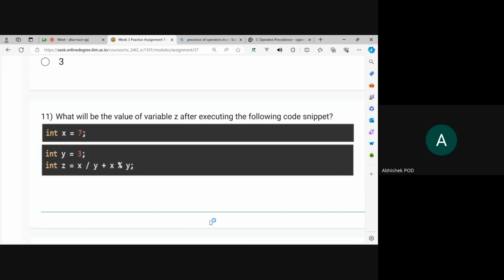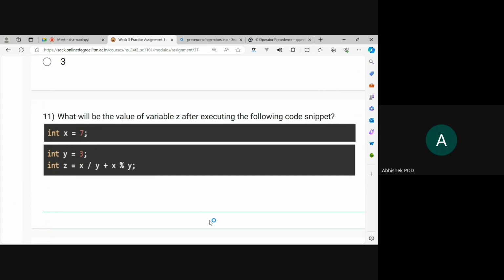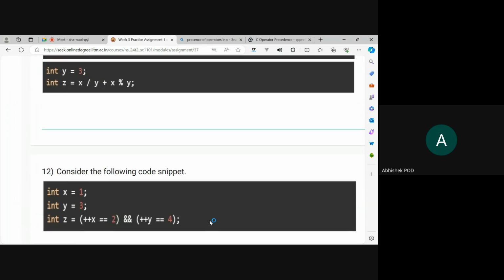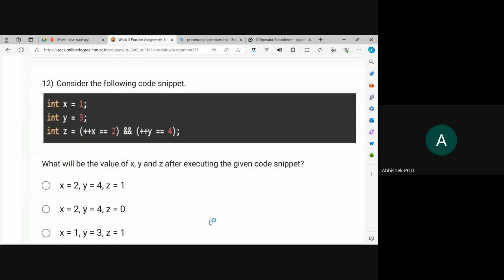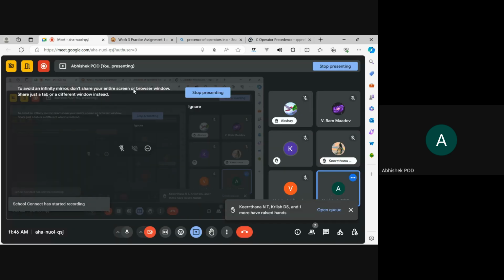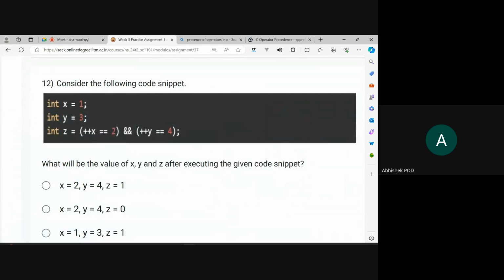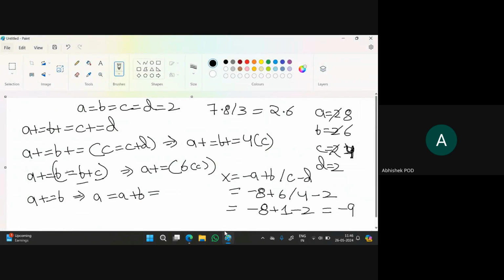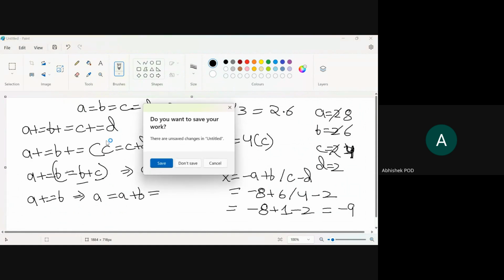What will be the value of z after executing the following code snippet? A similar type of question. Maybe I'll skip this as well. All right. So let's take this one. By the way, how many of you have already worked out such operators, this plus plus, etc.? Okay, I can see three of you, majority of you have already done that. Well, that's great. I'll discuss this for the sake of others who have probably not studied about it yet.